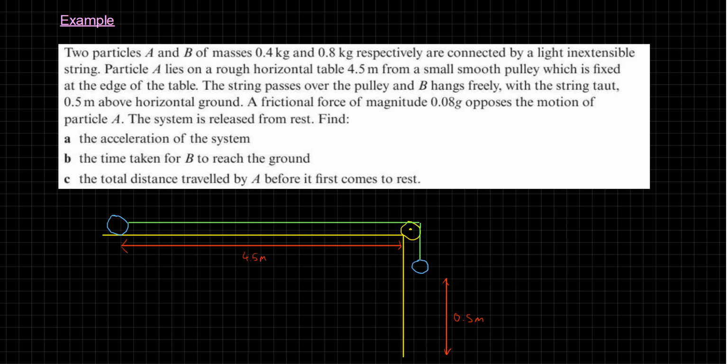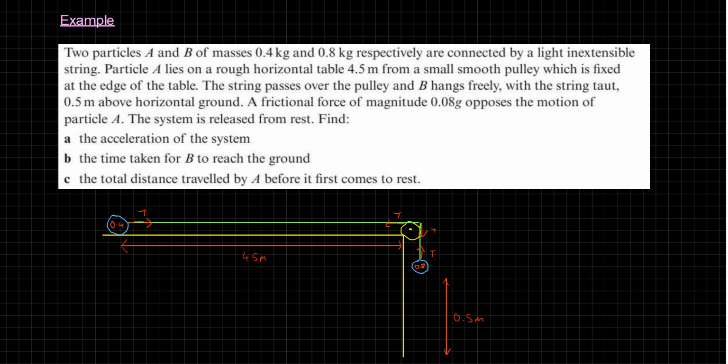Should also then just actually mark this one's 0.4 kilograms. That's A, and 0.8 kilograms is B. Marking on the forces. We've got tension, tension, tension, and tension.